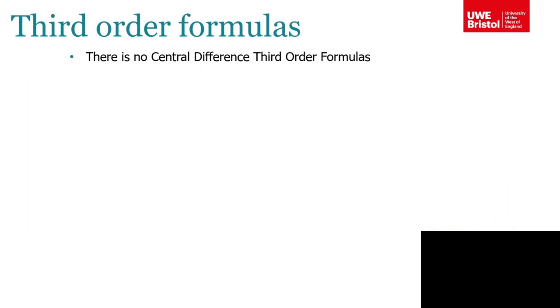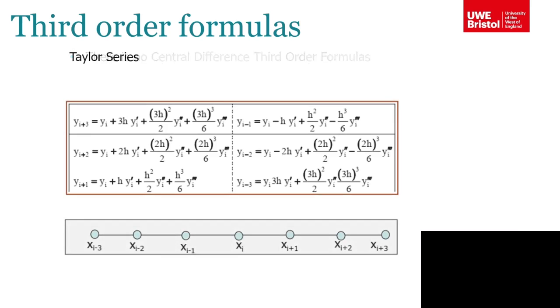And third order formula. There is no third order central difference formula. But you have Taylor. If you get the Taylor series expansion for the third order, you go xi plus 1, xi plus 2 and xi plus 3, so third order. So in the Taylor series expansion you have a third order as well here. So why third prime? No, not treble prime, triple prime.